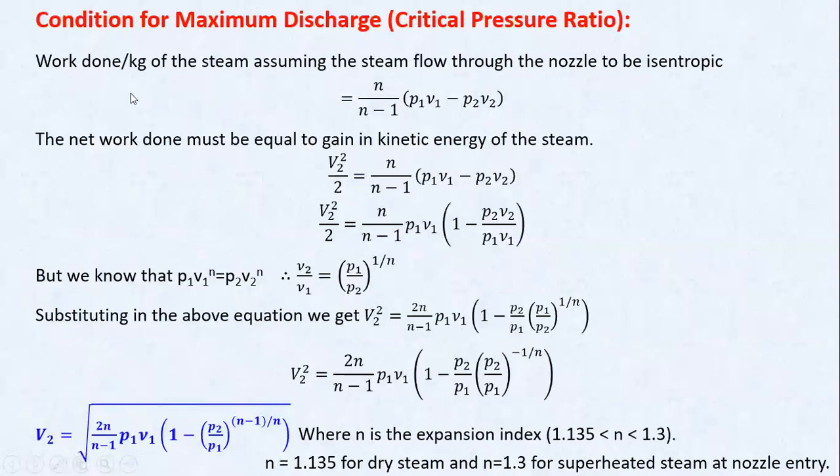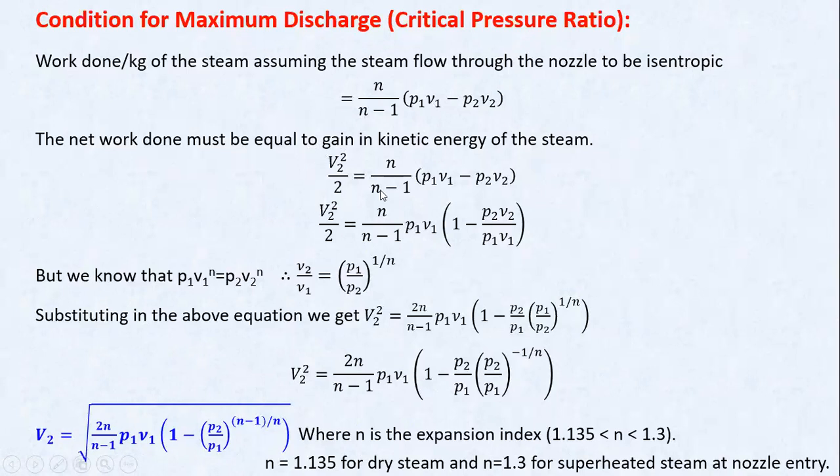Now let us obtain the condition for the maximum discharge, or the critical pressure ratio. This critical pressure ratio, as we say, is 0.58, and that is the maximum pressure ratio which can occur through a nozzle. We have already studied that. The work done per kg of steam flowing through a nozzle, if it is isentropic, is n by n minus 1 into (P1 V1 minus P2 V2). This net loss in the enthalpy should be equal to the gain in the kinetic energy of the steam.